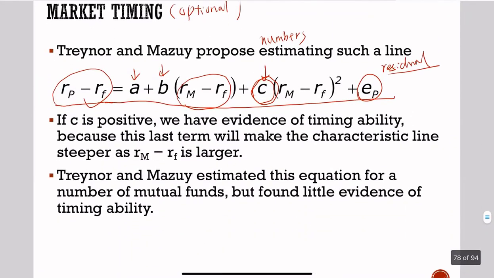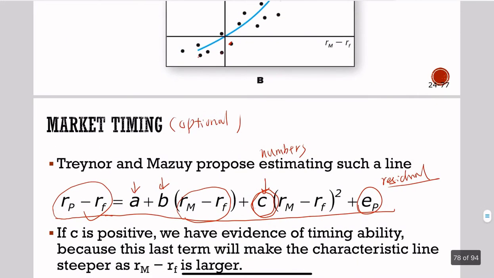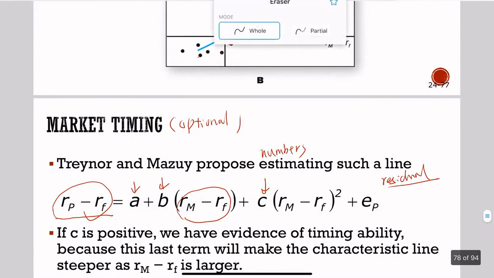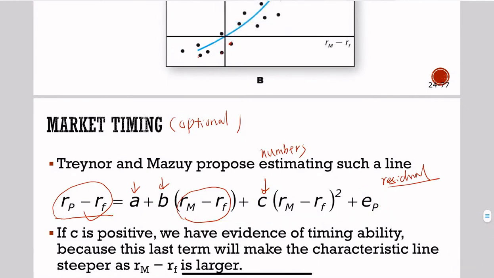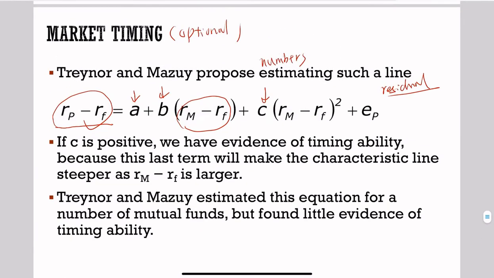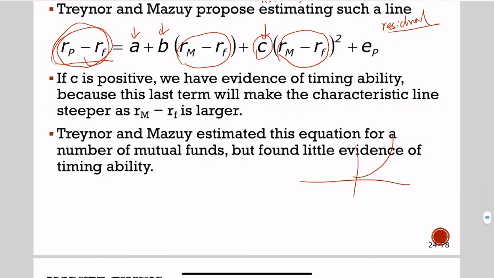This is very simple math, because if you have the C, which is positive, and if you draw this RP minus RF against RM minus RF, then the curve is going to look like this, right?